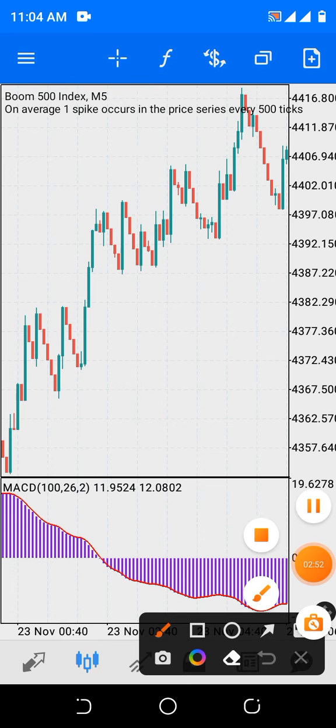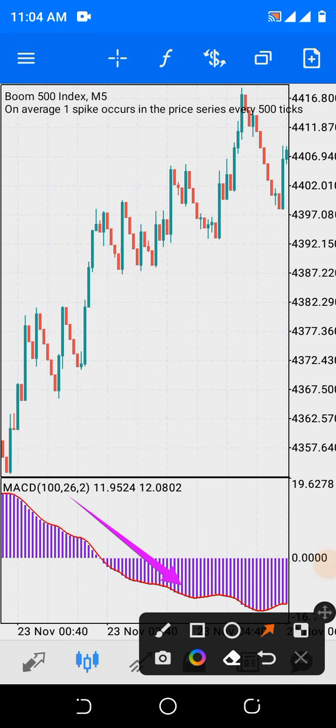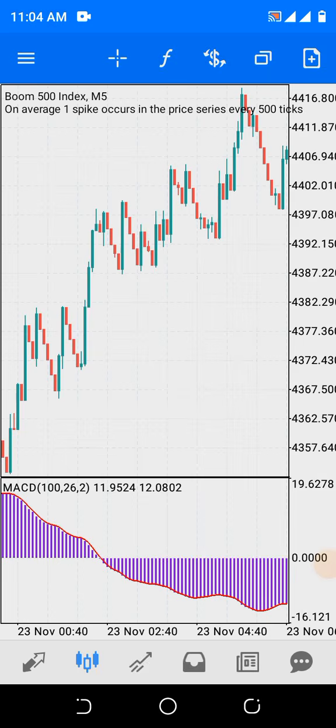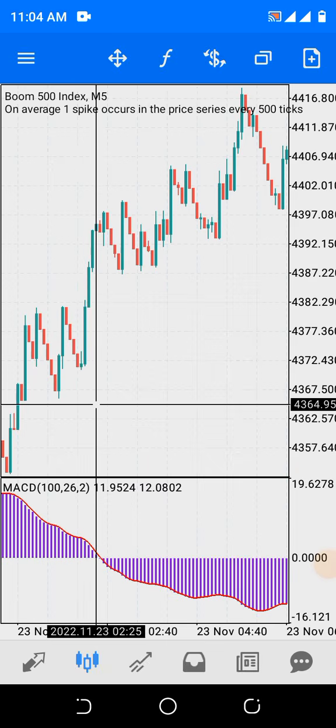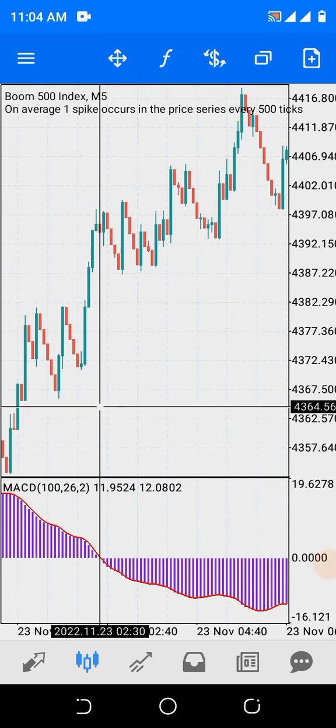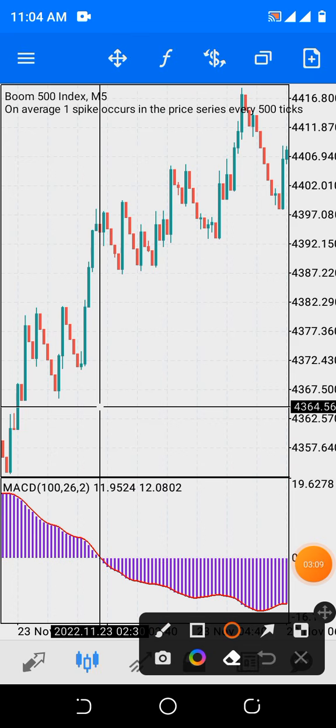Now, this is where I want you to pay attention. Look at this particular point where the crossing occurs. I want you to make a buy entry here, then with proper stop loss.